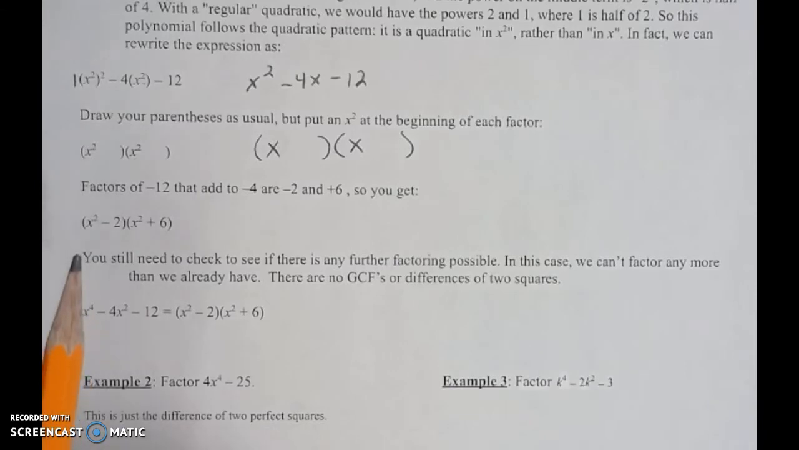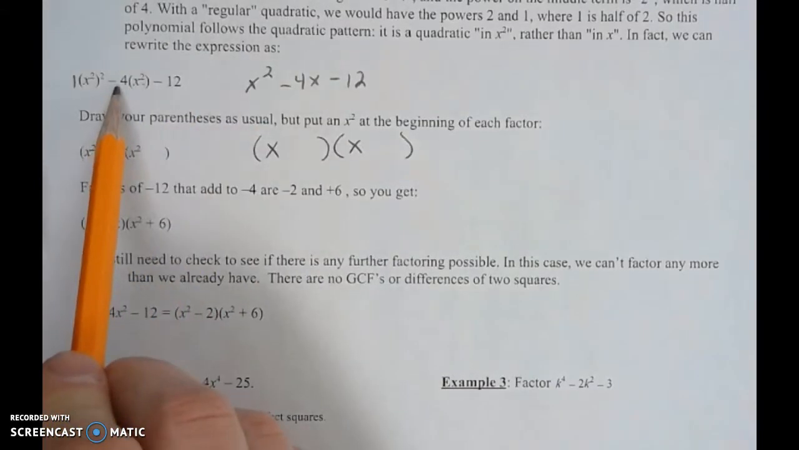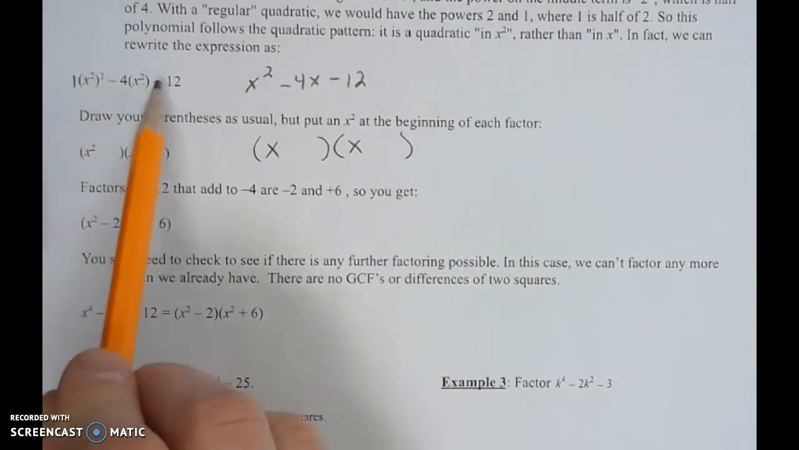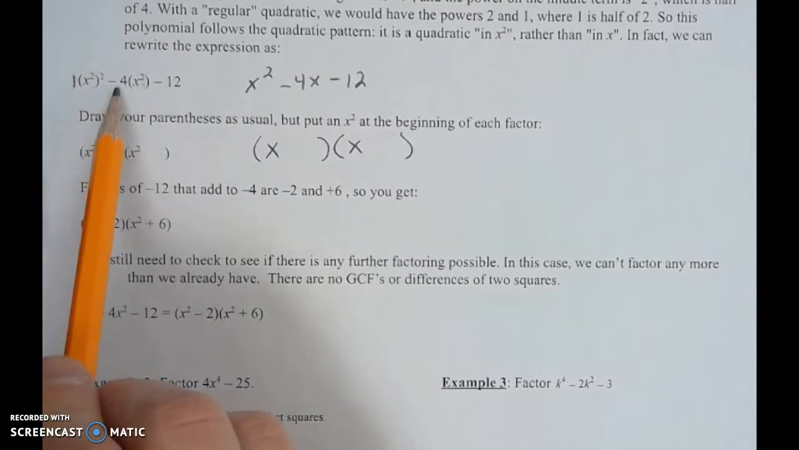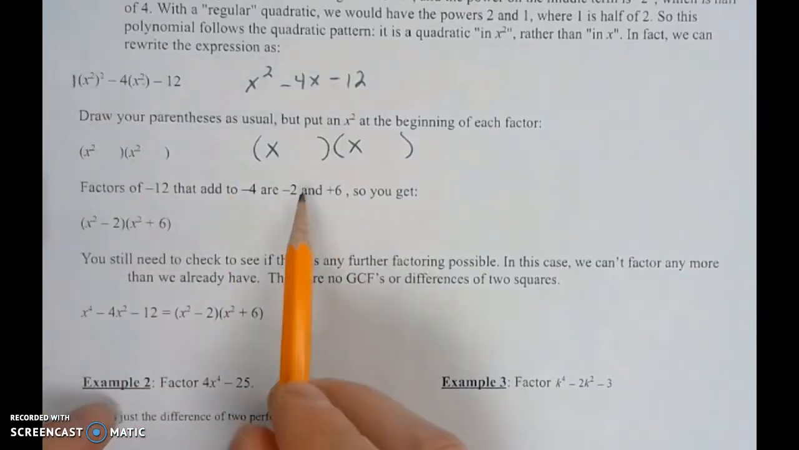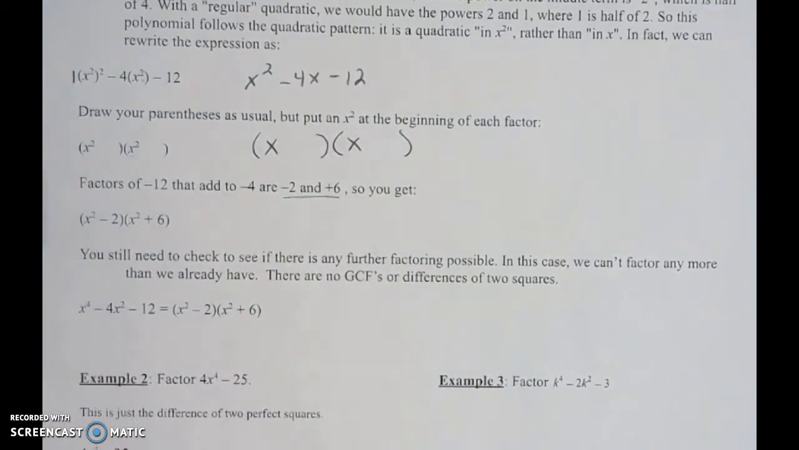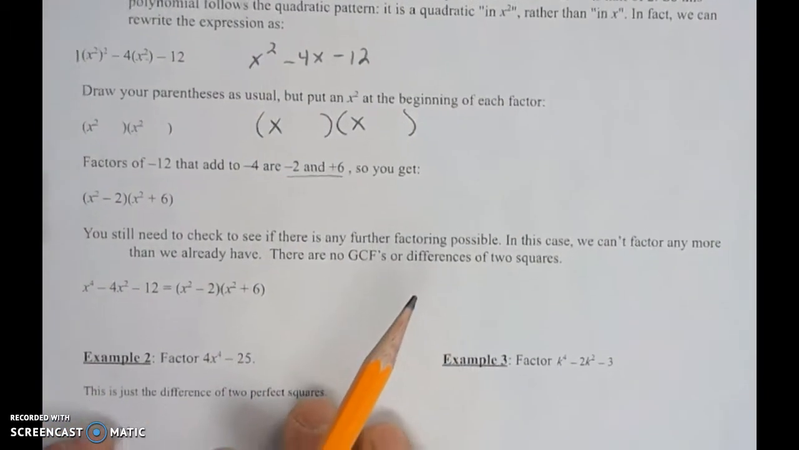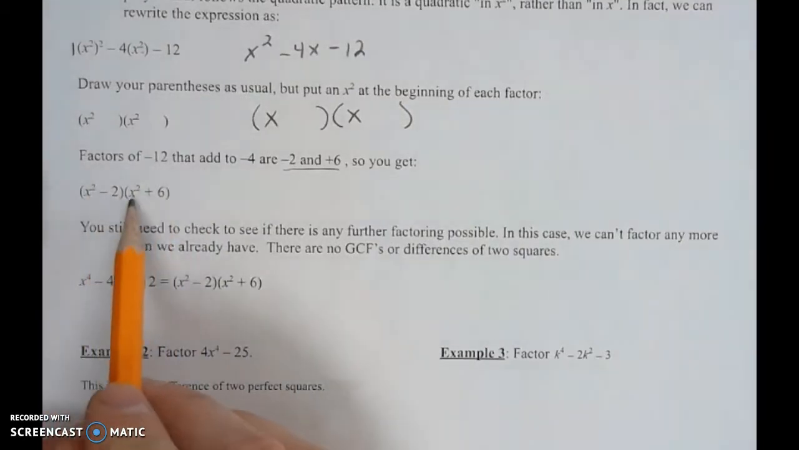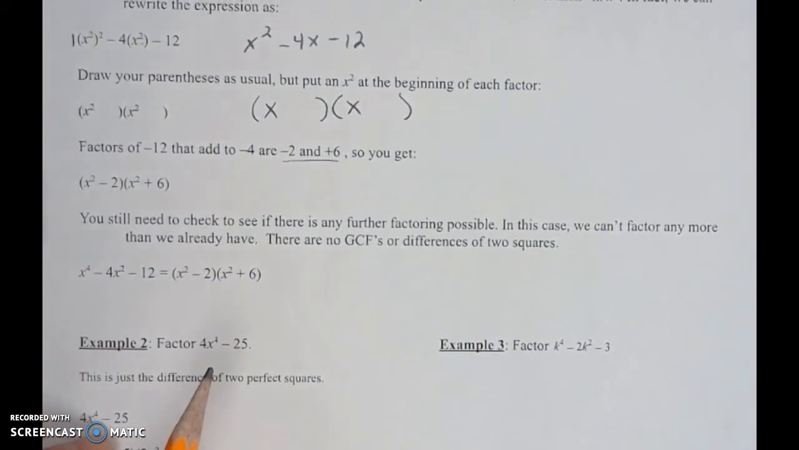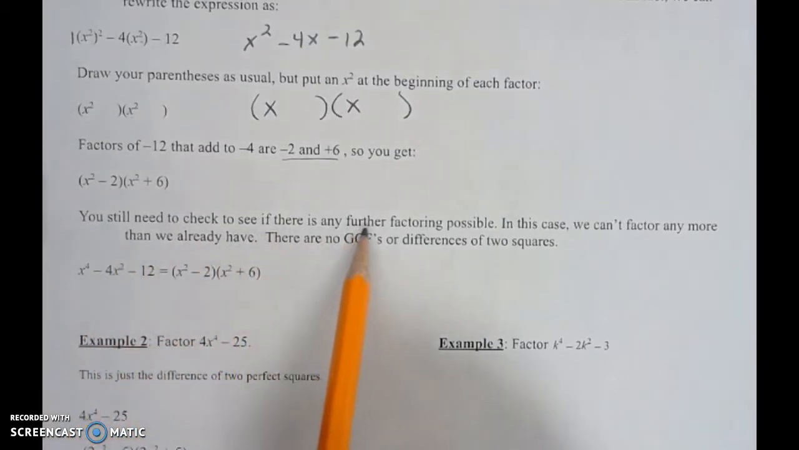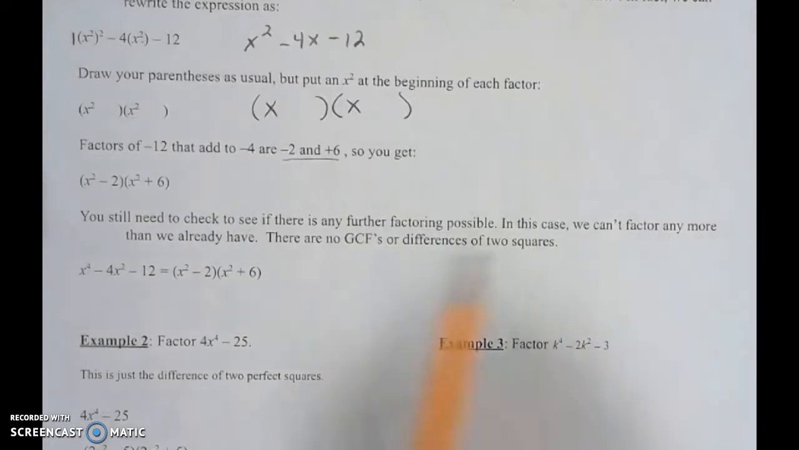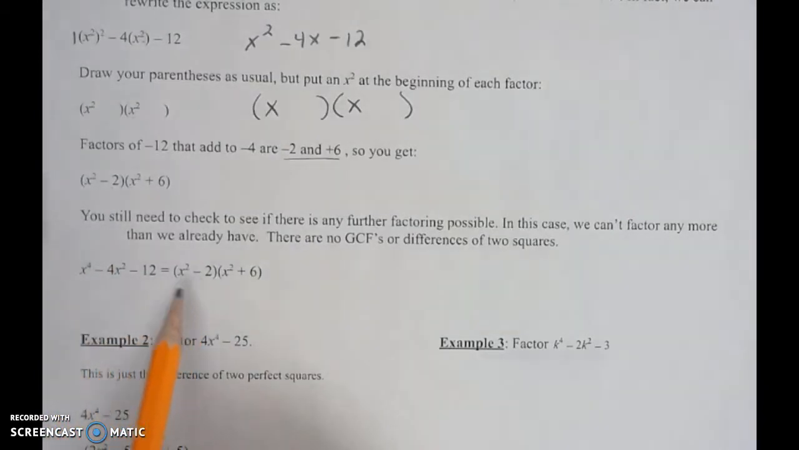So I'm going to look for factors of negative 12 that add up to my b term of negative 4. Thinking out loud, they have to have a product of negative 12 and add up to negative 4. Those two factors are going to have to be negative 2 and positive 6. Plugging those values in, I have x squared minus 2 times x squared plus 6. You still need to check if any further factoring is possible. In this case, we can't factor any more. There is no GCF or difference of two squares, and so that's how we would factor this quartic polynomial.